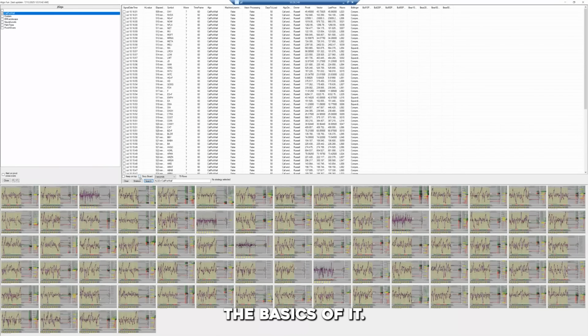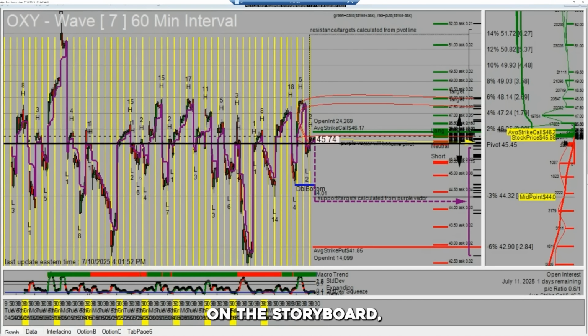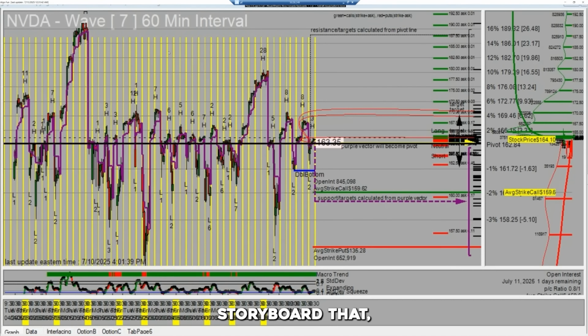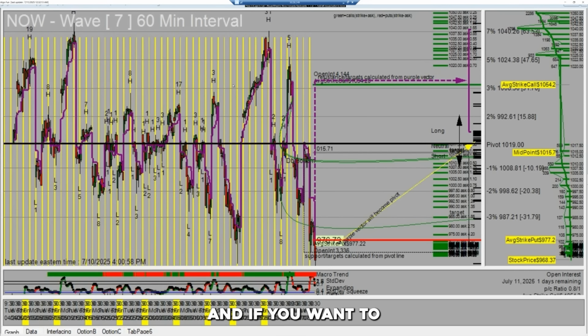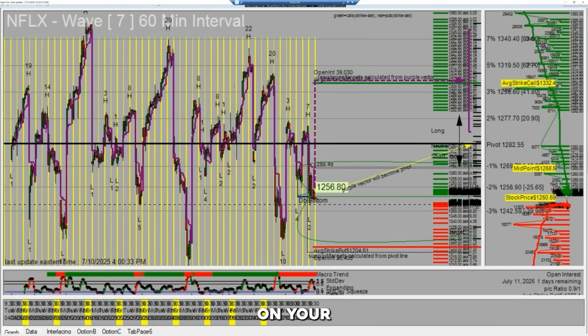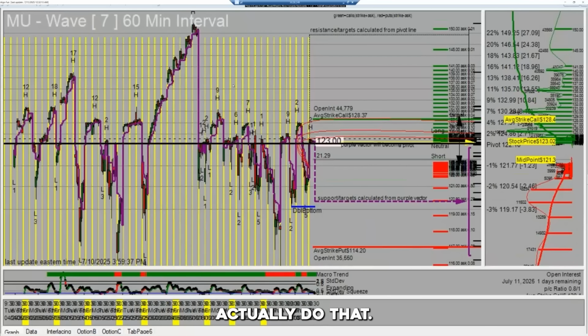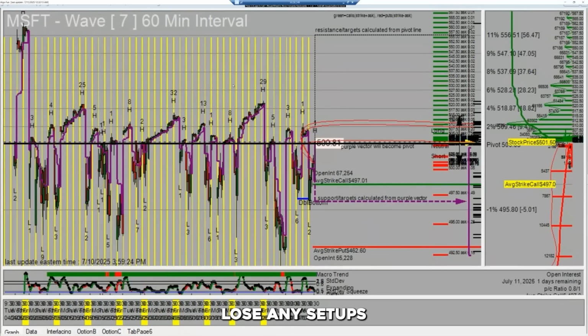I'm just explaining the basics of it. Now if I click on storyboard, it's going to create this storyboard, and these charts are going to update every 2 or 3 seconds. You can actually change the time, and if you want to keep it on your second chart, your second monitor, you can actually do that. You can just have it right there, so that you do not lose any setups, if that makes sense.